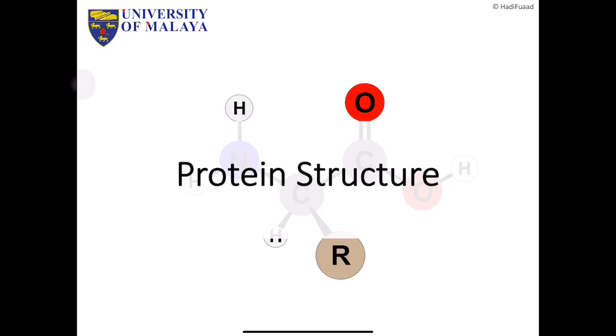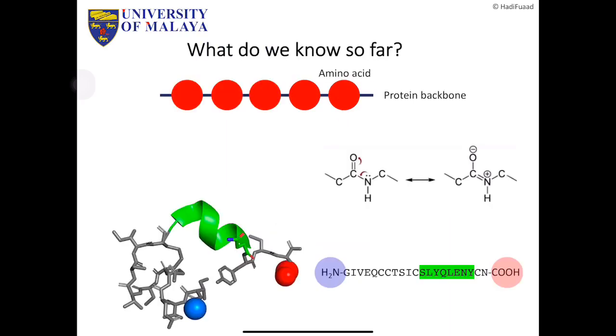So last week we looked at different types of protein structures. We looked at primary structure, secondary, tertiary, and quaternary structure. We looked at insulin as the case example that I keep using for all these different structural levels. So what do we know so far?